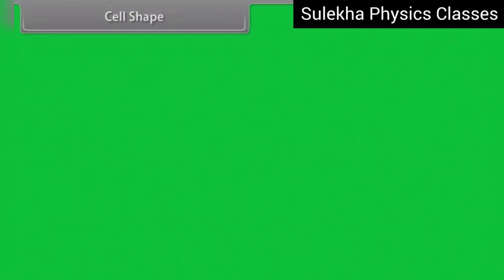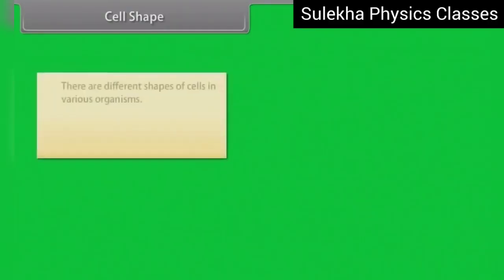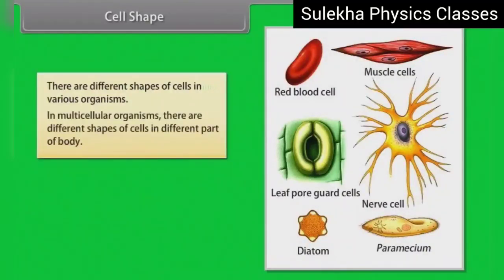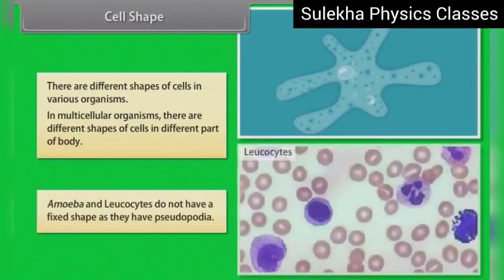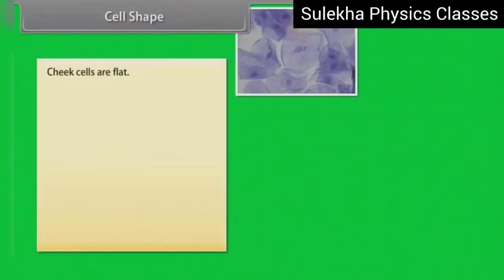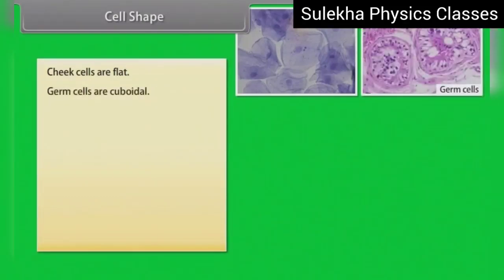Cell shape. There are different shapes of cells in various organisms. In multicellular organisms, there are different shapes of cells in different parts of body. Amoeba and leukocytes do not have a fixed shape as they have pseudopodia. Cheek cells are flat. Germ cells are cuboidal.